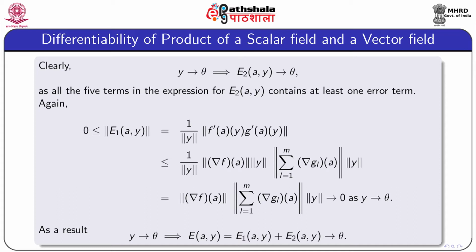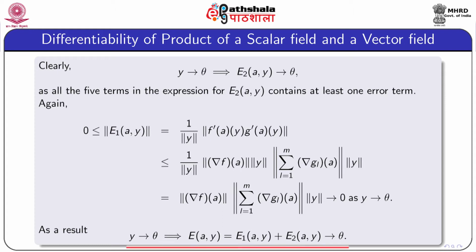So, we now look at E_1. We have norm of E_1(a,y), it must be non-negative. It equals 1 by norm y times norm of f'(a)y g'(a)y. So, this is less than or equal to 1 by norm y, norm grad f(a) norm y, norm of summation l equal to 1 to m grad g_l(a) norm y. So, it equals norm of grad f(a), norm of summation l equal to 1 to m grad g_l(a) norm y. Clearly, as y tends to the 0 vector, this tends to 0.